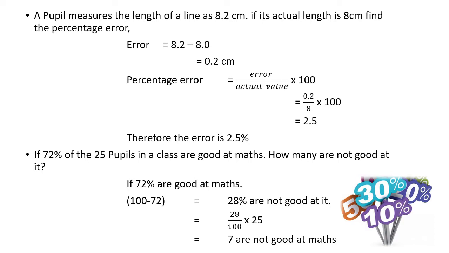Then we have to find the value, no? So you have to write 28 percent as a fraction, 28 over 100. Multiply it by 25. After simplifying this, 7 is the final answer for not good at maths. If they ask how many are good at maths, how can we find it? You have to subtract 7 from 25.